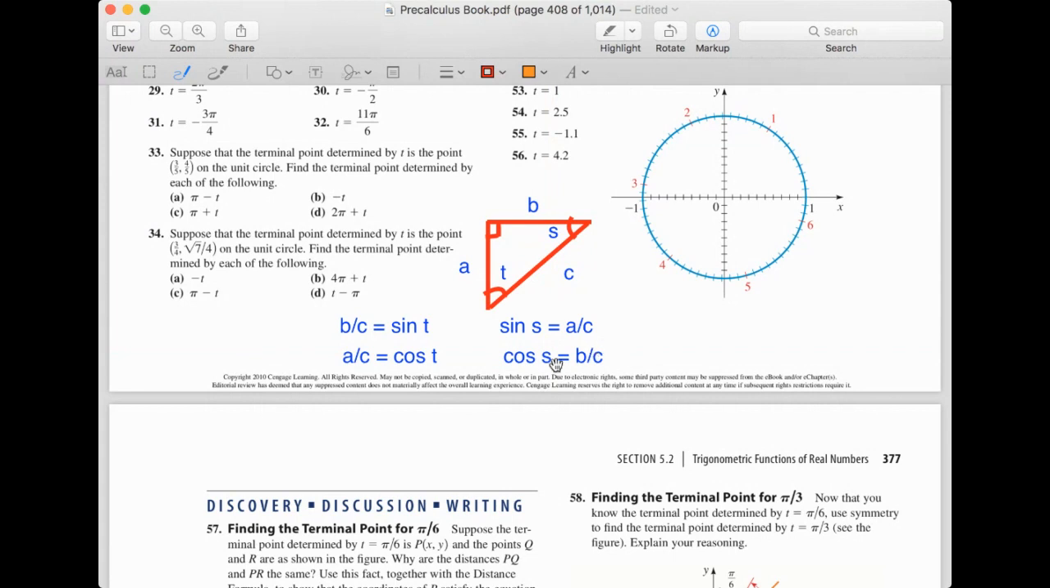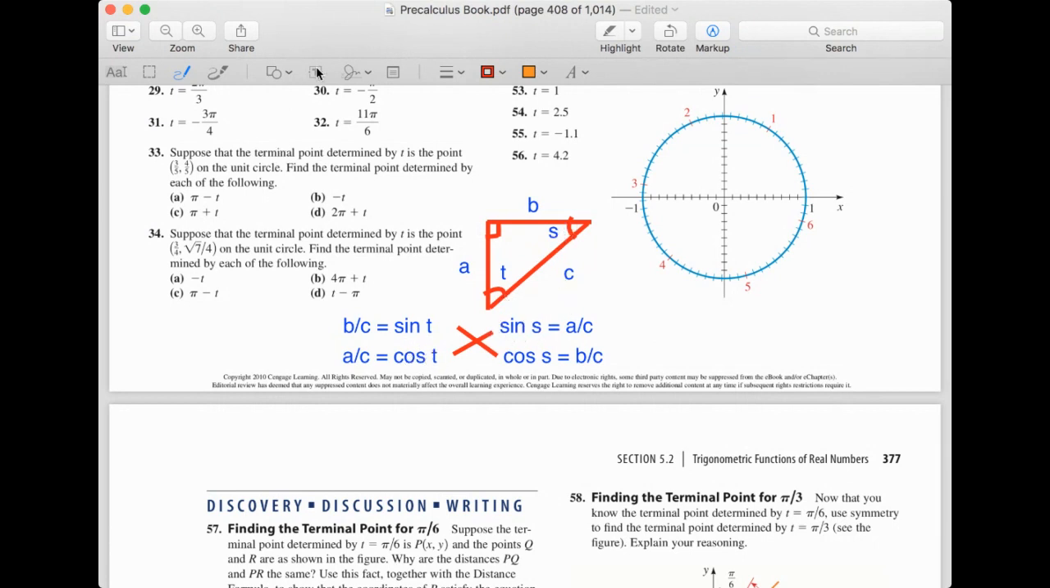Well, let's check. Here I have A over C equals cosine T. Here I have sine S also equals A over C. Yeah, we see this relation. We see these two equal to each other, and also we see these two equal to each other. We see sine T equals cosine S, because both of them are equal to B over C. So we call those co-functions.